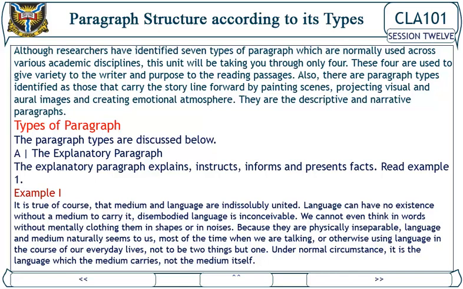Although researchers have identified 7 types of paragraph, which are normally used across various academic disciplines, this unit will be taking you through only 4. These 4 are used to give variety to the writer and purpose to the reading passages. Also, there are paragraph types identified as those that carry the storyline forward by painting scenes, projecting visual and oral images, and creating emotional atmosphere. They are the descriptive and narrative paragraphs.